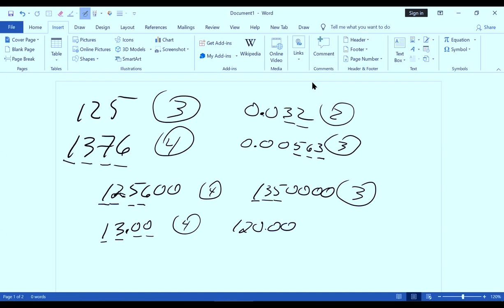This one, we have two non-zero, and notice when I make it a little larger, there's a decimal. This zero plus these are at the end, even though this is in front of the decimal, when there's a decimal point, zeros at the end are significant. So this would have one, two, three, four, five significant figures. Your turn. How many significant figures?